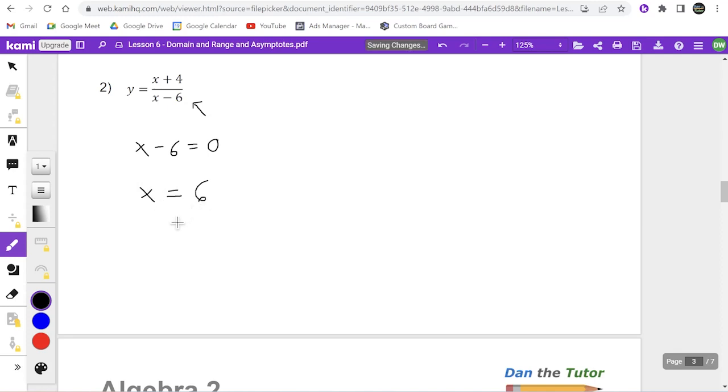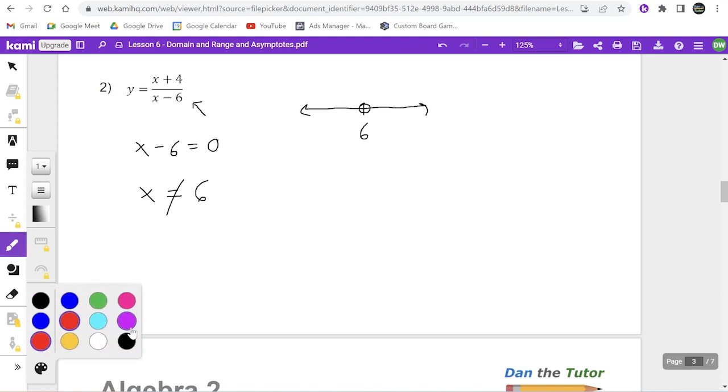But remember what we said earlier. It's actually x cannot be 6 because your denominator cannot be 0. But how are we going to represent that in interval notation? Let's think about it. On a number line, here's 6. We know it's an open circle because you don't want to include 6. So 6 gets an open circle. That's what the open circle means, do not include.